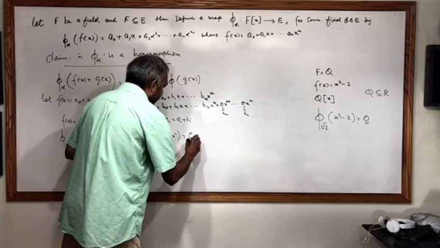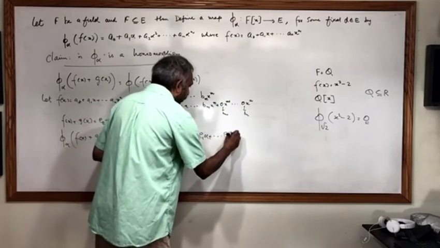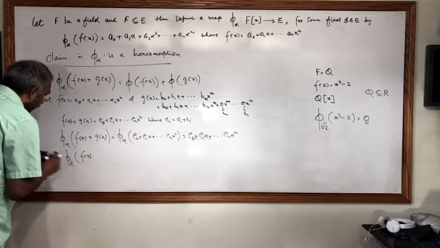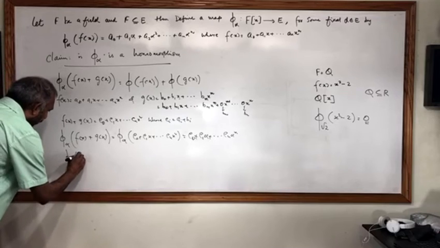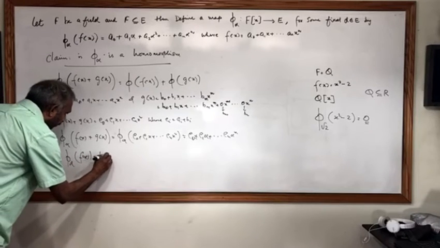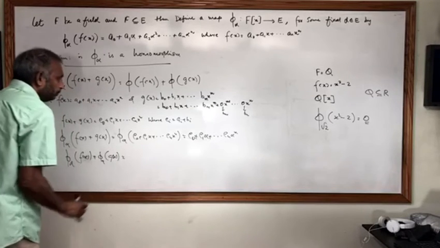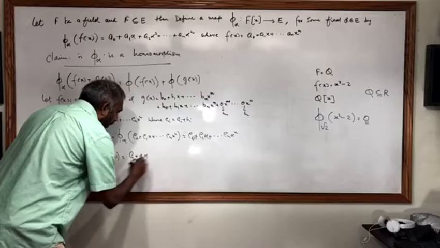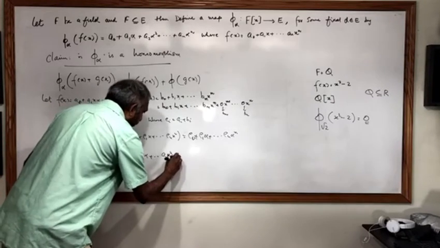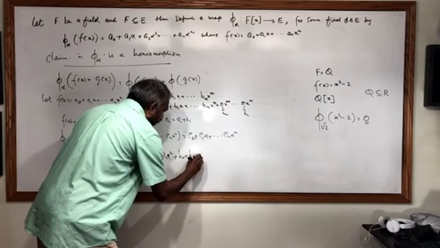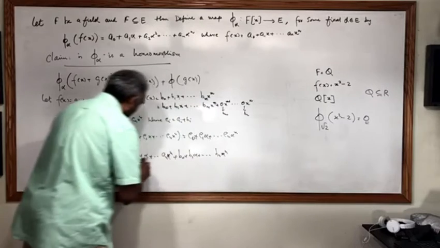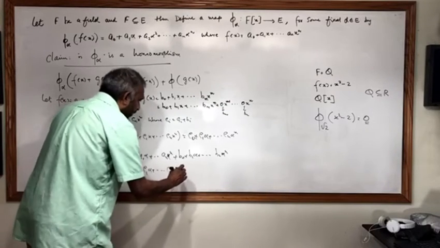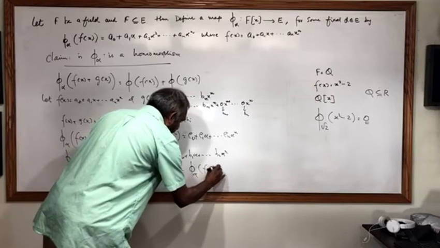and that is equal to c0 + c1 alpha + ... + cn alpha^n. And phi alpha of f(x) plus phi alpha of g(x) is also going to be a0 + a1 alpha + ... + an alpha^n plus b0 + b1 alpha + ... + bn alpha^n, and that is equal to c0 + c1 alpha + ... + cn alpha^n, and that is equal to phi alpha of f(x) + g(x).